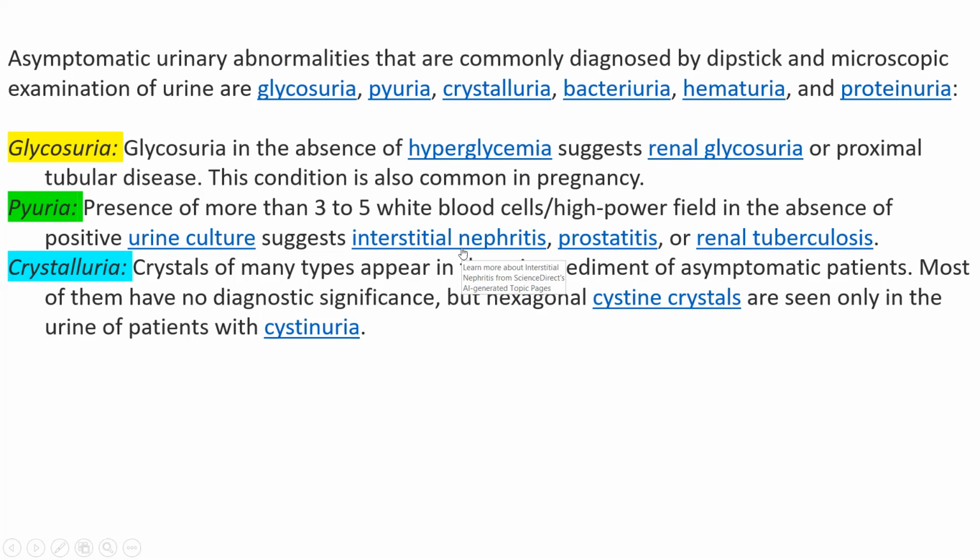So are you done writing? Yes or no? Or do I need to repeat it? Please repeat once again. Okay, you write like this: crystalluria means the urine specimen is oversaturated with crystallogenic substances. Oversaturated.